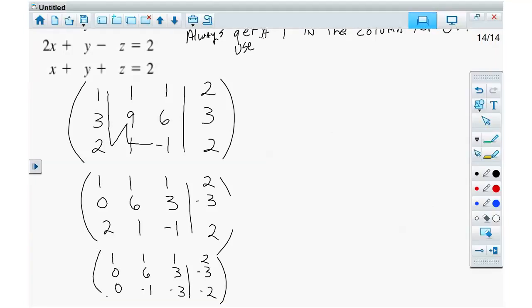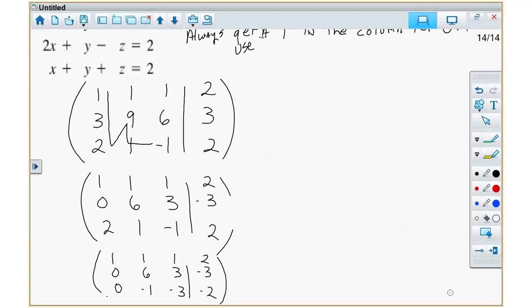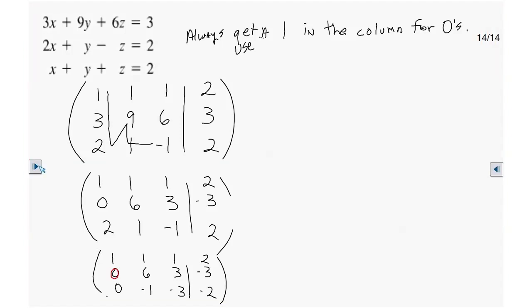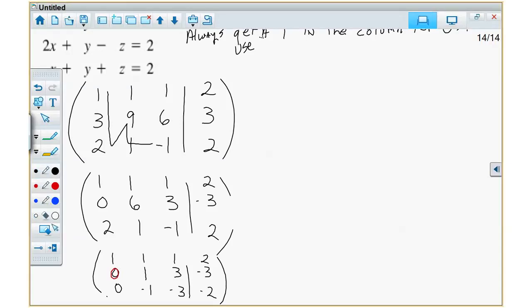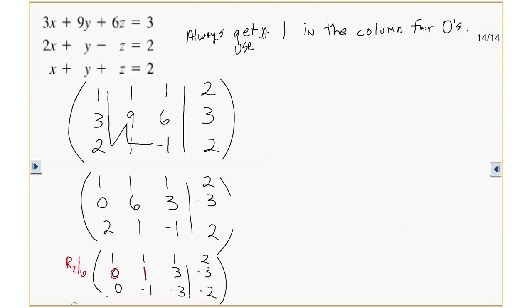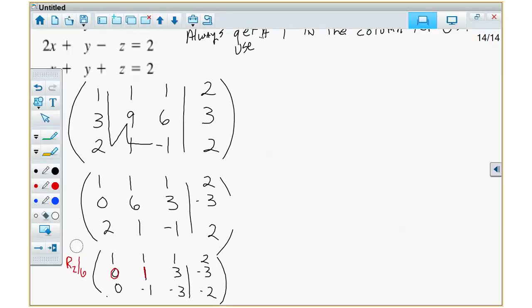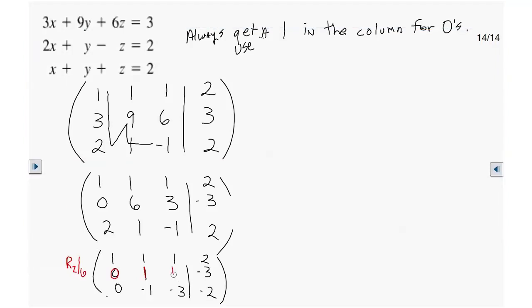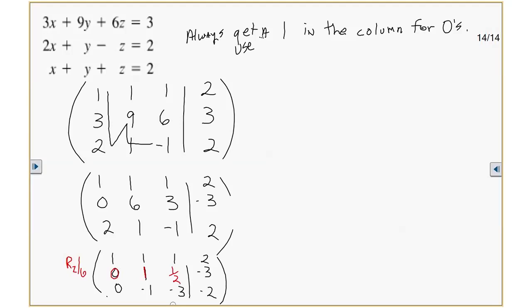I need to get a 1 right there where the 6 is. So I'm just going to divide row 2 by what? 6, and I'm going to do that here. I'm going to write it in red. That's a positive 6. So it'll be zero, and that's going to be a one. I'm going to put right here, row two divided by six. And that's going to be one half, and negative one half.